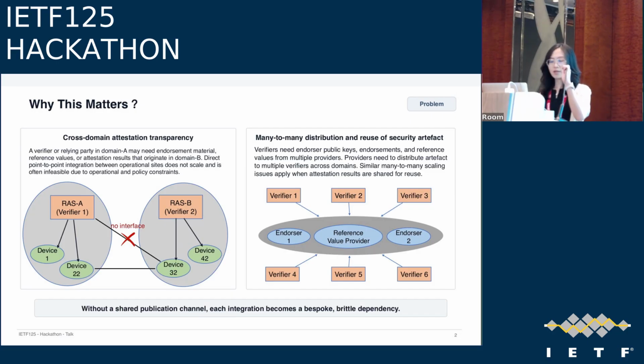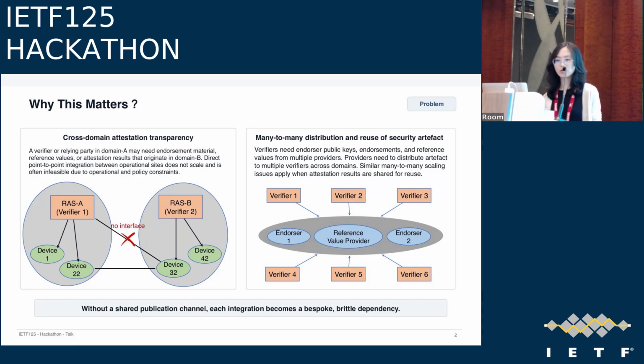The background is that in practice, remote attestation is often happening across domains. Usually we would have, for instance, separate remote attestation services in each domain. And different domains would have their separate or different policies, their own verify inputs. And this creates two recurring problems.